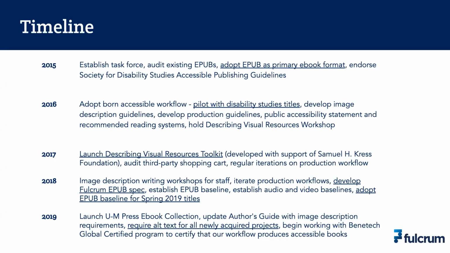And one of the things in focusing on getting image descriptions from authors, which Jillian will talk about more, was that we really needed to develop guidelines and educational materials for authors to help them learn how to describe images. It wasn't really until 2018 that we were comfortable enough to extend what we learned from the disability studies titles to the rest of our titles, the 80 or 90 other titles that we produce a year.